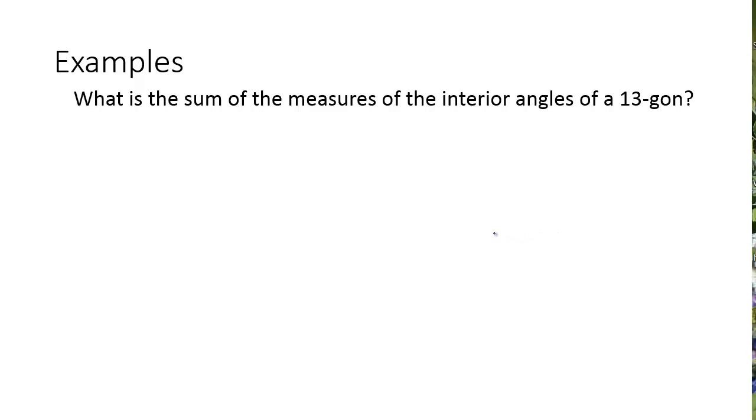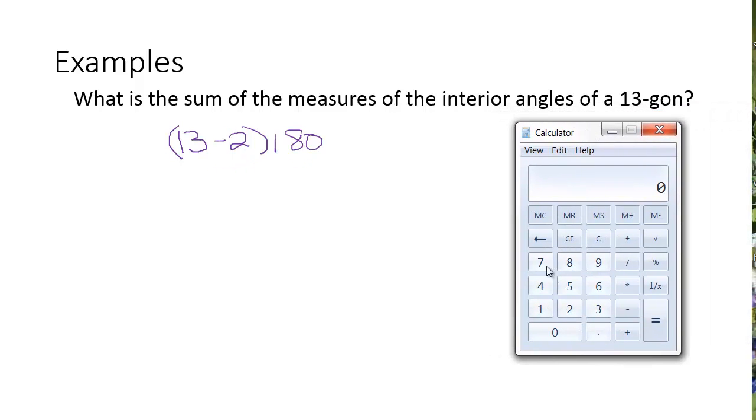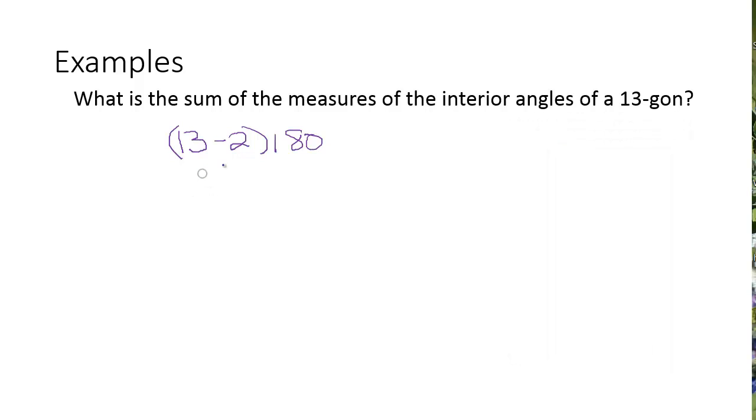So what is the sum of the measures of the interior angles of a 13-gon? We have a 13-gon, which is 13 sides. If we take away 2 and take that times 180, we'll have the total number of degrees within that polygon. So 11 times 180 gets us a total of 1,980 degrees.